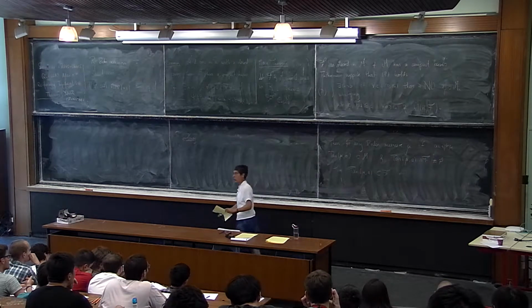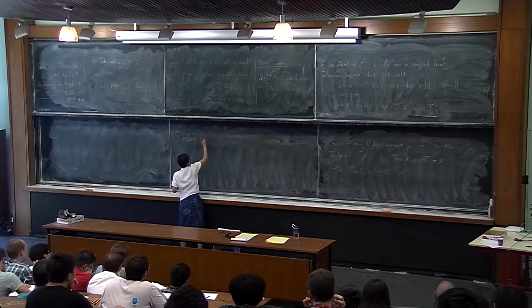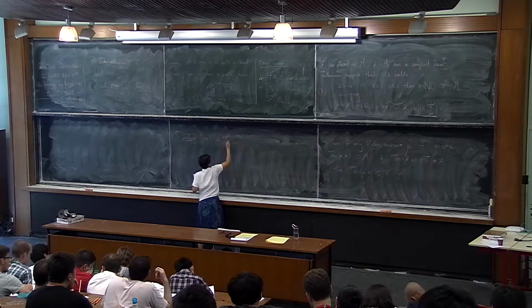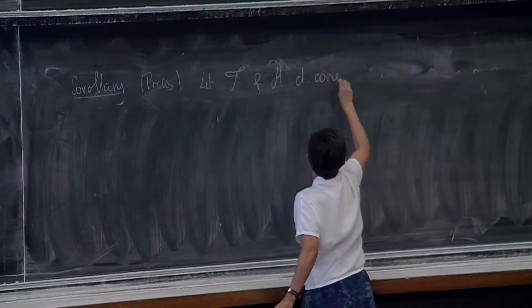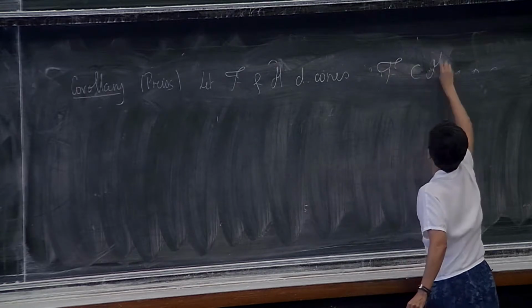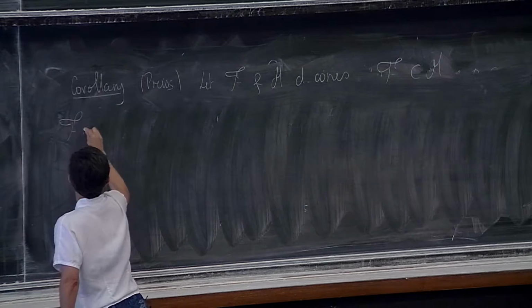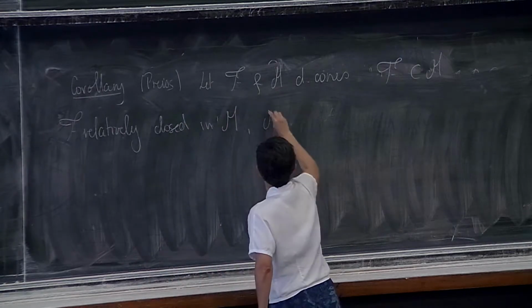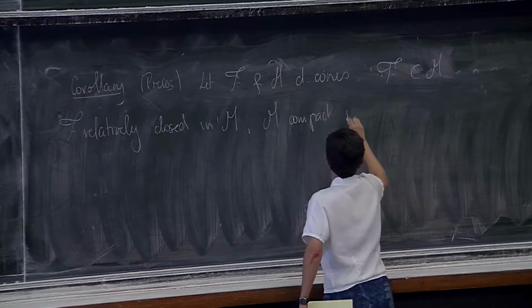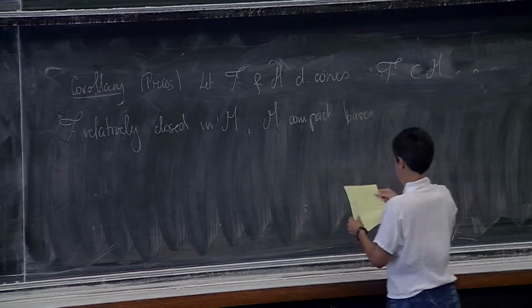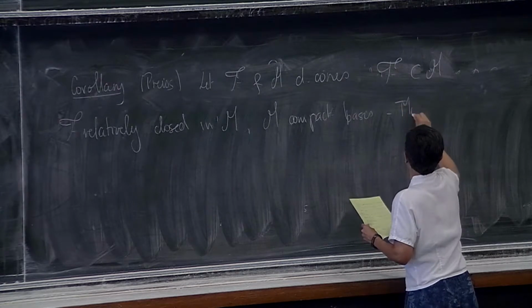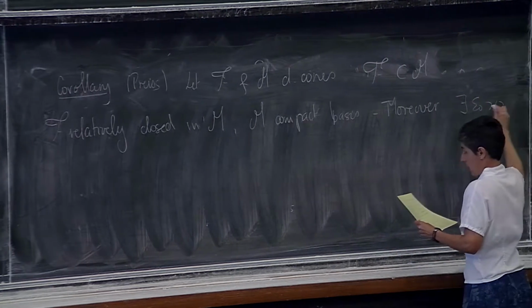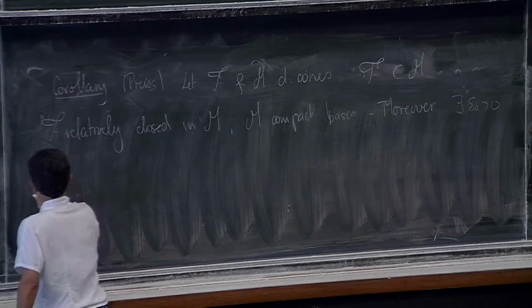Okay. So let me give you the corollary, which hopefully will be cleaner. I don't know if David wrote it like this, but it doesn't matter. It comes out of his work. F and M are the same as before: F relatively closed, and M with compact bases. And moreover, we assume that there exists epsilon 0 positive such that star holds.